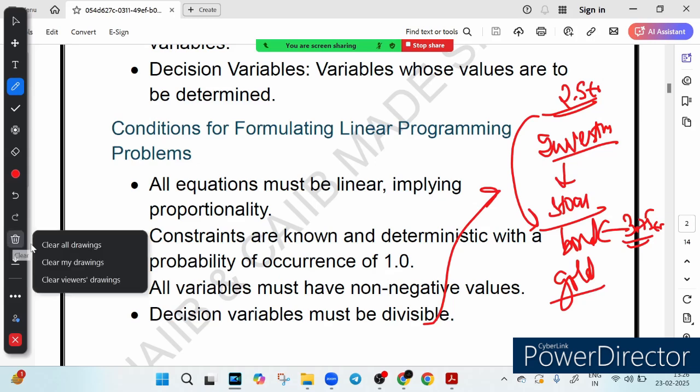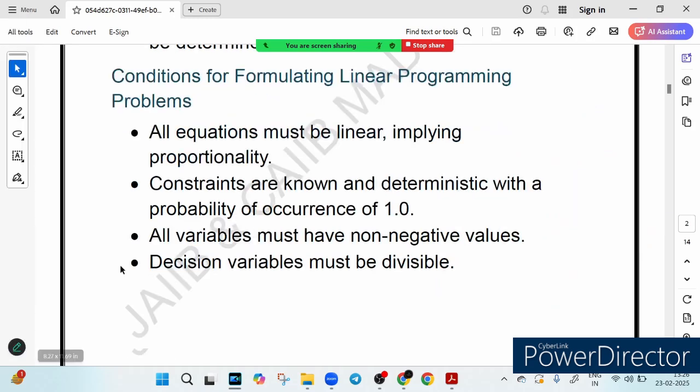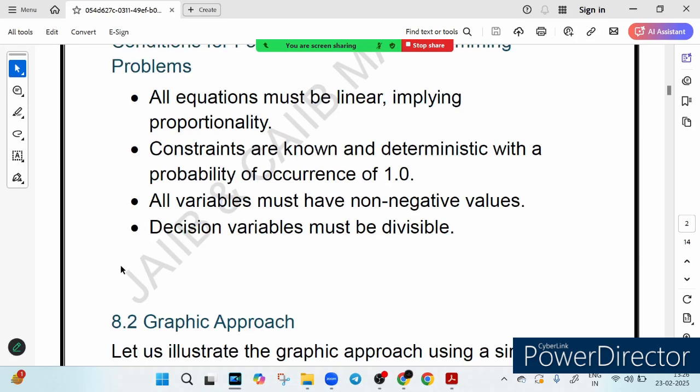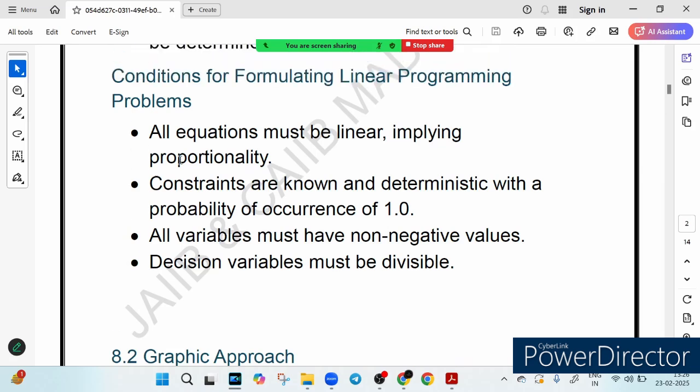Let me remind you once more of the four conditions. Why do these conditions matter? Because linear programming works only if these rules are followed. Understanding these conditions will help you solve LP based questions in the examination with confidence. The first rule is that equations must be linear. The second rule is that constraints are known and certain. The third rule is that all variables must be non-negative. And the fourth rule is that decision variables must be divisible, which means fractional values are allowed.